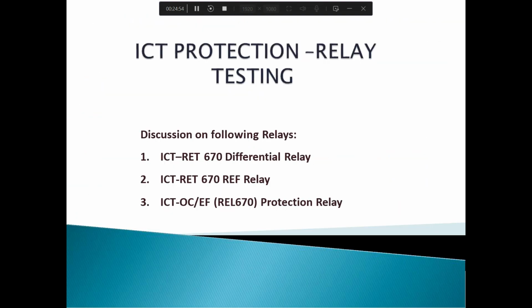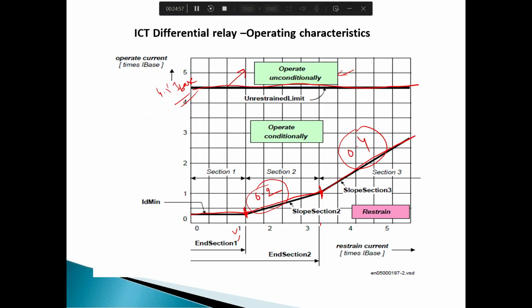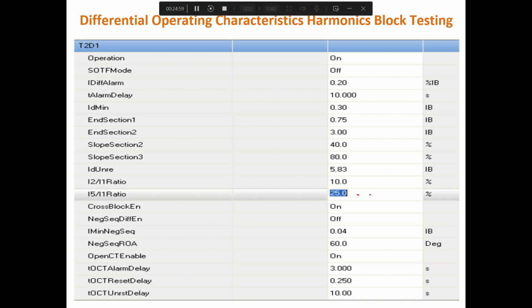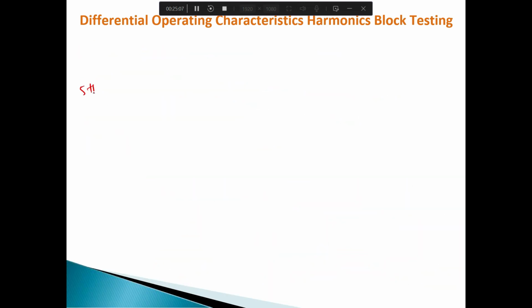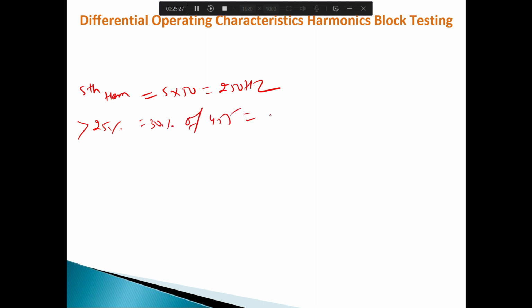Similarly, for fifth harmonics, if you see here, what is the setting for fifth harmonics? My setting for fifth harmonics is 25%. Now, for testing of the fifth harmonic, there are two different things. One thing is, for fifth harmonics, I know that your frequency will be 250 hertz. So first of all, you have to inject a signal of 250 hertz frequency, and the current magnitude must be more than 25%. That means, suppose I select 30% of 455, that means in the range of, suppose, 135 milliampere.